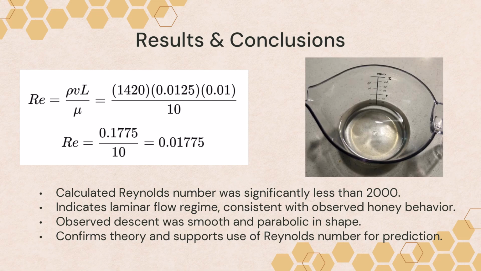So here's where everything comes together. Plugging the values of fluid density of 1420 kilograms per meter cubed, velocity of 0.0125 meters per second, and characteristic length of 0.01 meters divided by a viscosity of 10 Pascal seconds, we get a Reynolds number of just about 0.01775, and this is way below 2000, which confirms that we are firmly in the laminar flow regime, and that matched what we saw: slow, smooth descent with a parabolic shape, no turbulence or swirling. So overall, the experiment validated our theoretical prediction, and the Reynolds number proved to be a reliable model for analyzing flow behavior in this setup.